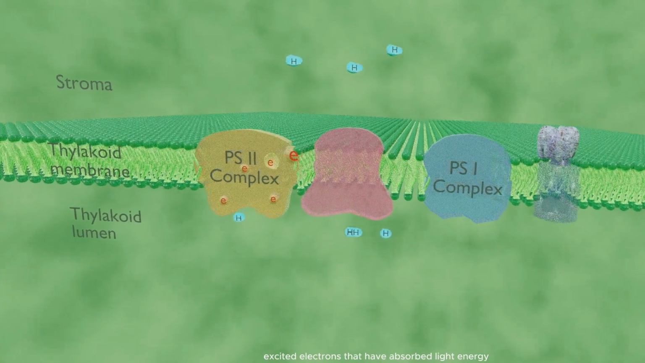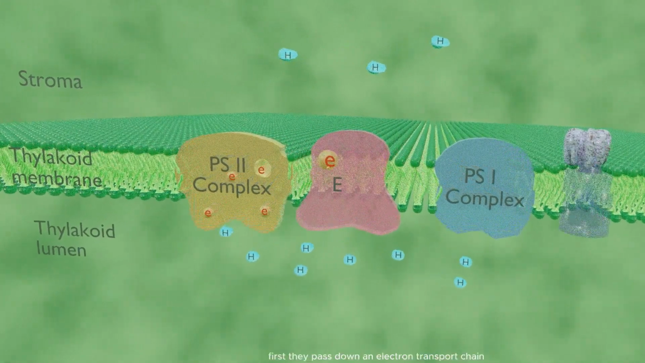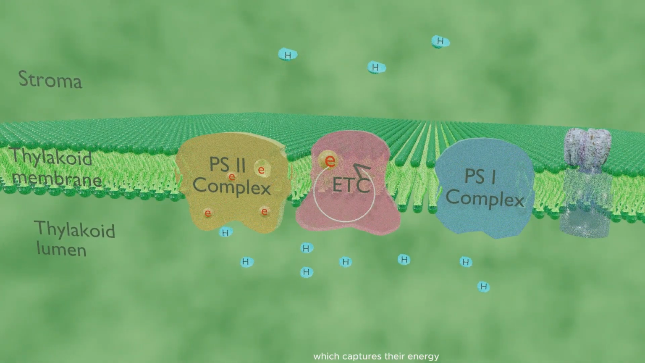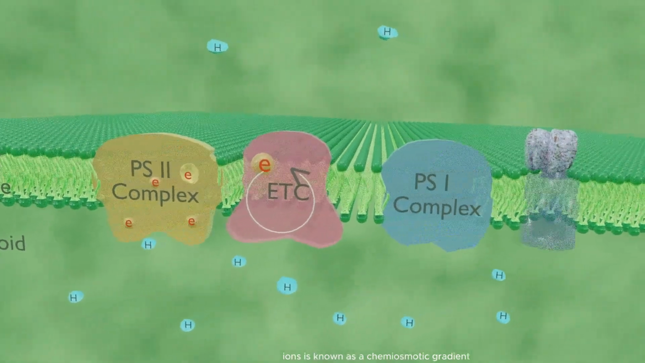Excited electrons that have absorbed light energy are unstable. First, they pass down an electron transport chain, which captures their energy and uses it to pump hydrogen ions by active transport into the thylakoids. These concentrated ions store potential energy by forming a chemiosmotic or electrochemical gradient, a higher concentration of both positive charge and hydrogen inside the thylakoid than outside. The gradient formed by the hydrogen ions is known as a chemiosmotic gradient.